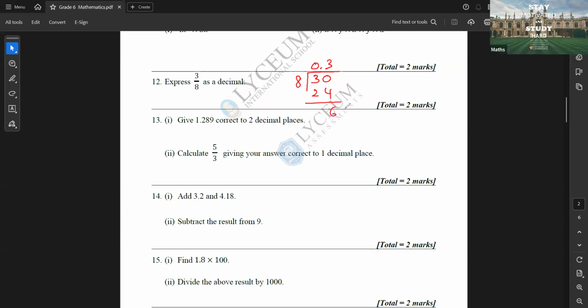Remainder 6. You take a 0. Right? You take a 0. So 8 times 7 you can go for, which is 56. The remainder is 4. So 40, 8 times 5. So the answer is what? 0.375. The answer is 0.375.